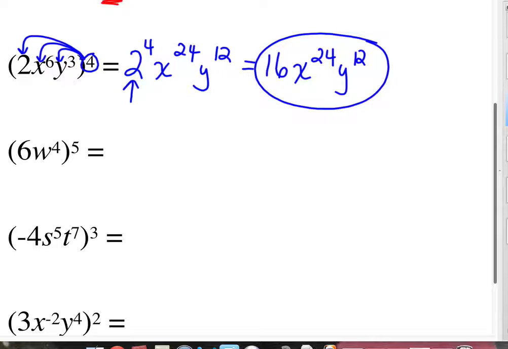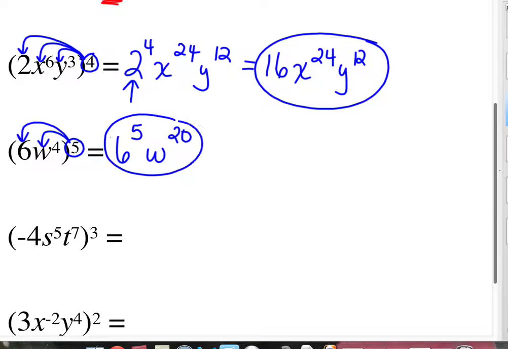Same thing down here. Give that 5 to the 6 and to the w to the 4th. So it's going to be 6 to the 5th power, w to the 20th. And as far as 6 to the 5th power, you could solve that, but it's a pretty large number. So I'm going to say that this is an acceptable answer.